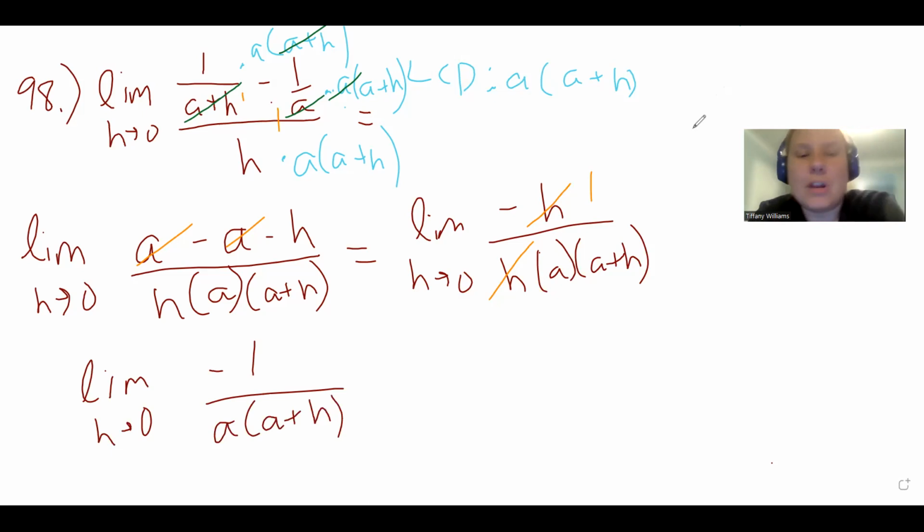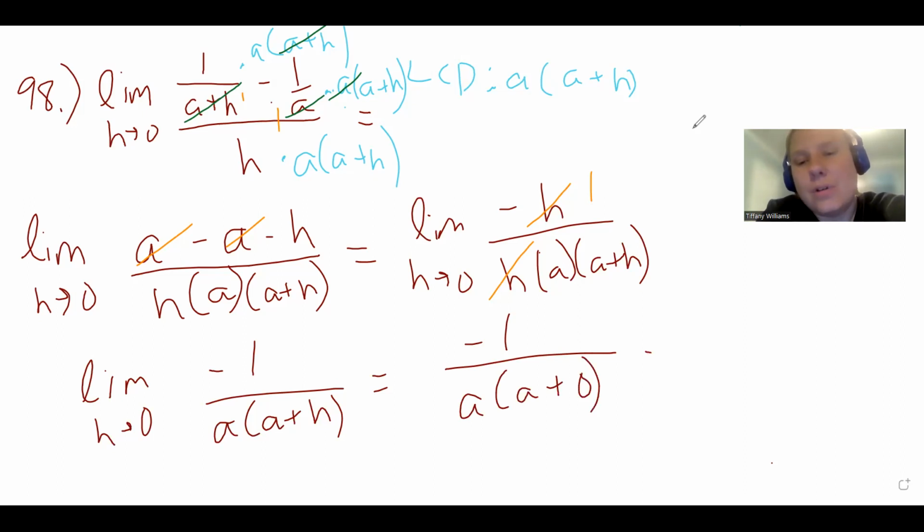I do believe I am ready to do my direct substitution. I think this is going to work out really pretty. So we're going to have -1 over a times a plus 0. And when we do that, we do end up with the statement -1 over, well, a times a is a squared. The 0 doesn't do anything. So we do end up with it being -1 over a squared.